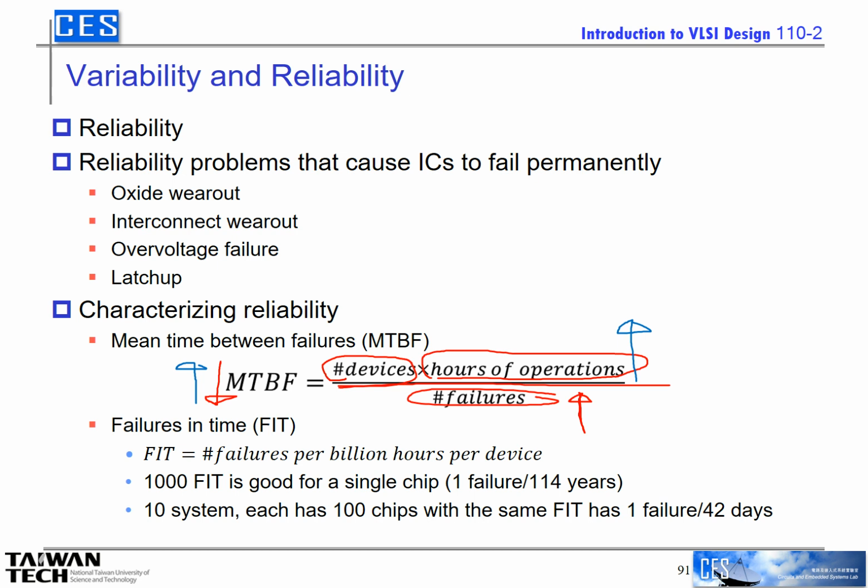Okay. And in industrial design or industrial management, we also have some other kinds of approaches to measure reliability. For example, the FIT, okay, the number of failures per million hours per device. So, for example, 1000 FIT is good for a single chip. That means 1 failure every 114 years. Okay, so that's another measurement to measure the reliability.